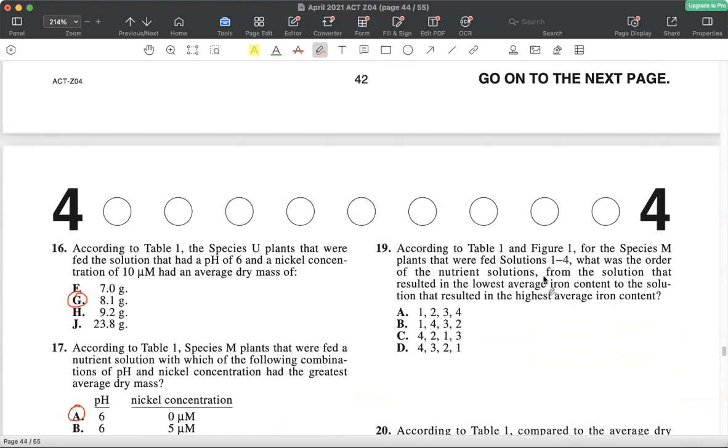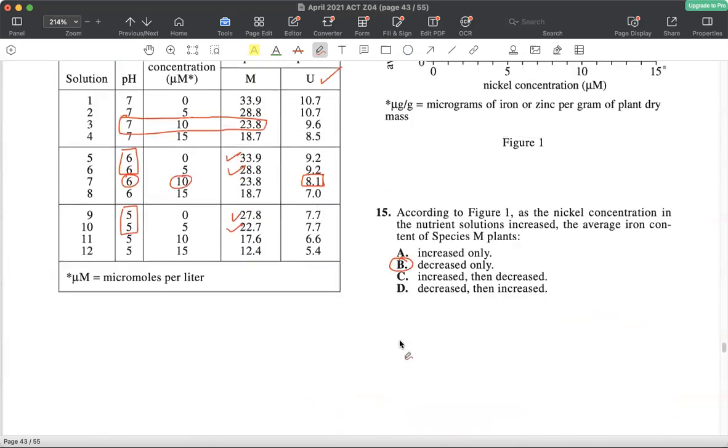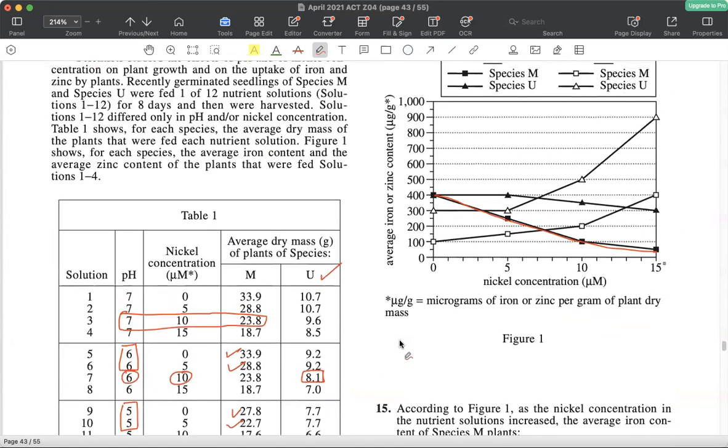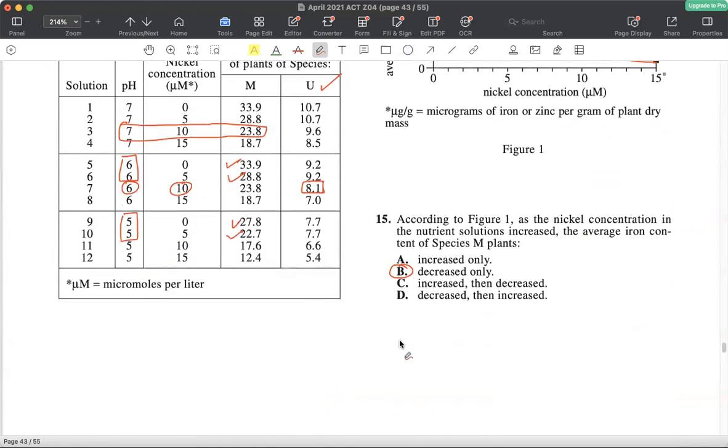From what was the order? Yeah, lowest to highest, so that's 4, 3, 2, 1, right? Just let's verify that once. 4, 3, 2, 1. Yeah, lowest to highest.